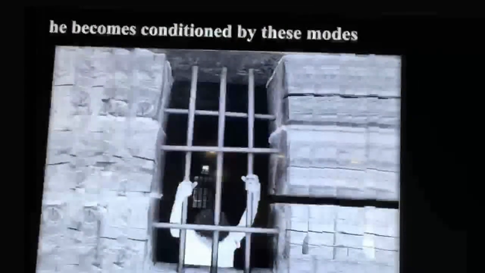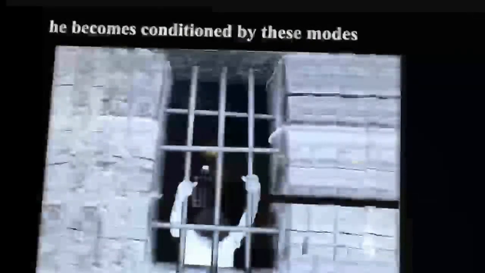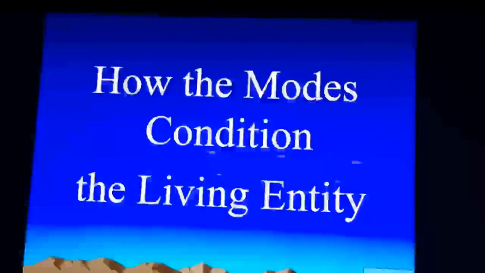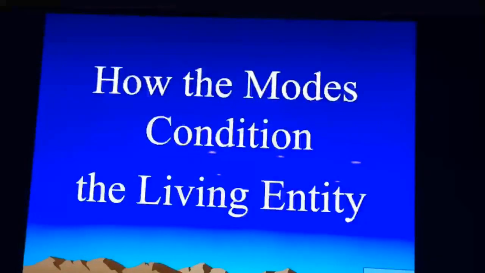Material nature consists of 3 modes. He becomes conditioned by these modes. Impregnated by the seed-giving Father, the varieties of life come from contact with material nature, the variety being determined by the modes of nature. That's what we heard just now.